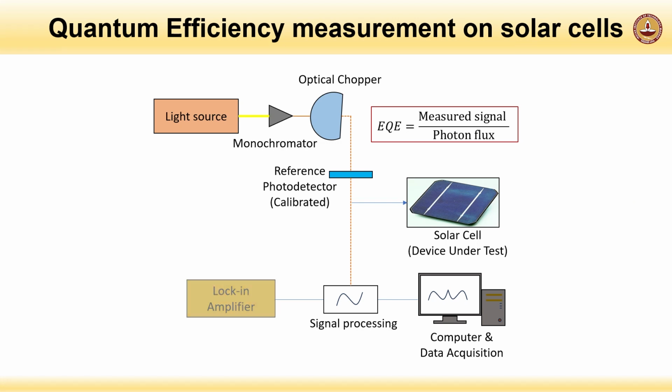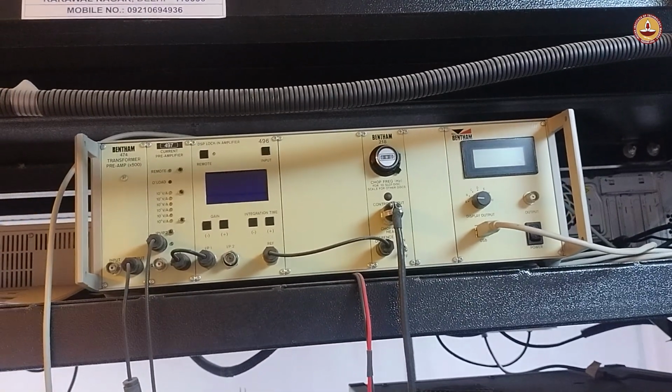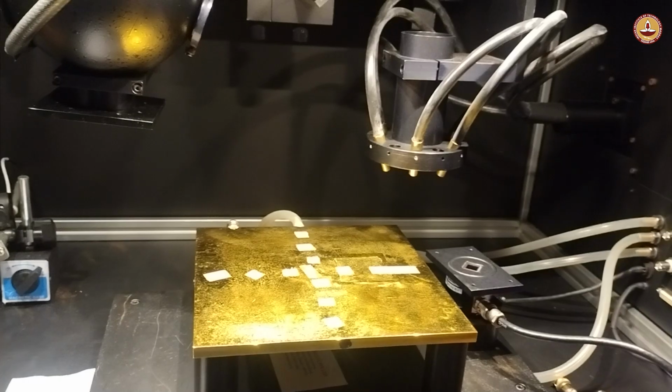A lock-in amplifier is employed to detect the weak photocurrent with high sensitivity and low noise by locking into the modulation frequency of the chopped light, effectively filtering out unrelated noise.